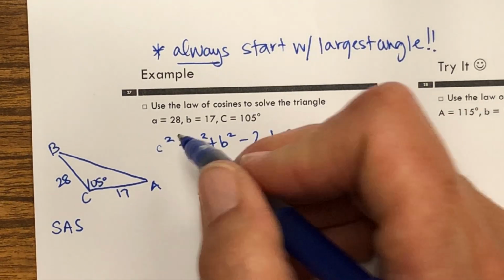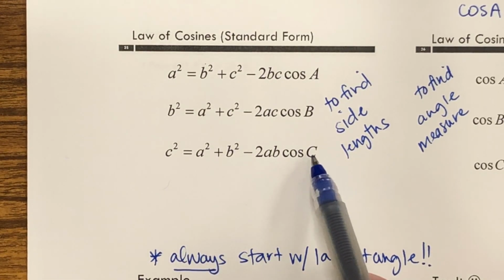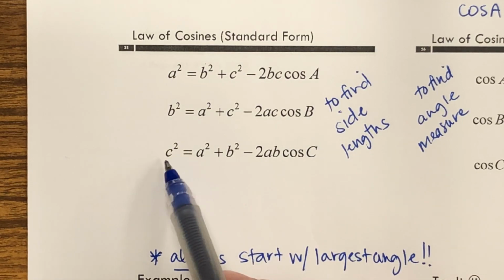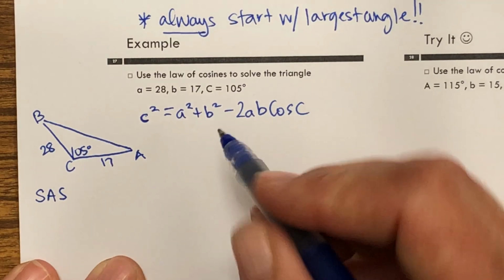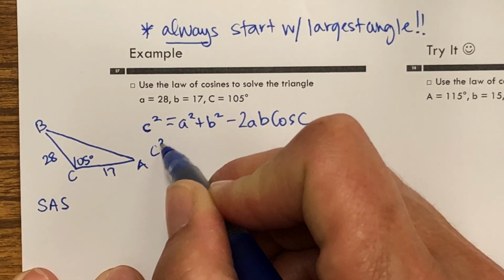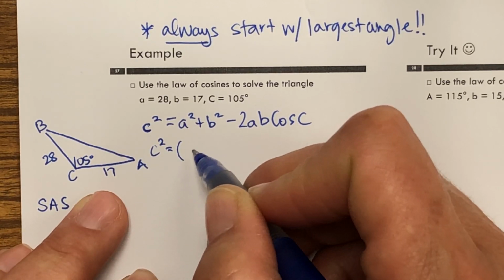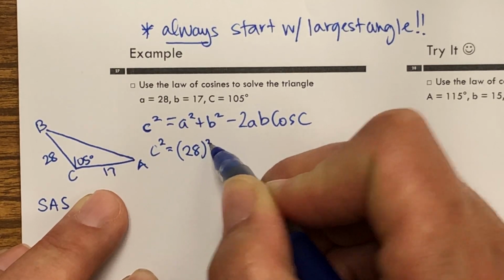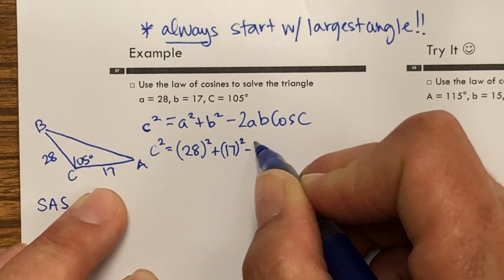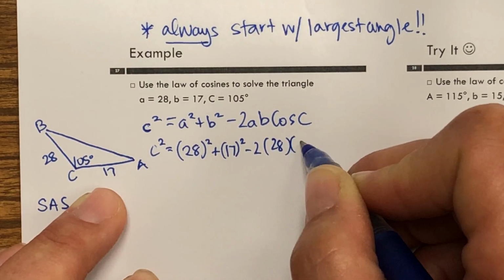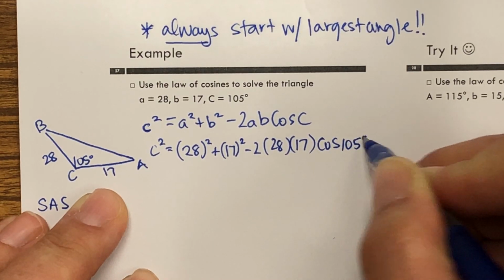Now, how did I know to use that formula? Of my three up here, I chose that one because I'm given angle C. So that means I want this one, and that means I'm going to be able to find the side opposite it. So I'm finding little c because I've got the angle C. Okay, so C squared. This is really just kind of tedious substituting in, and then you have to be a master at your calculator. 28 squared plus 17 squared minus 2 times 28 times 17 times the cosine of 105 degrees.